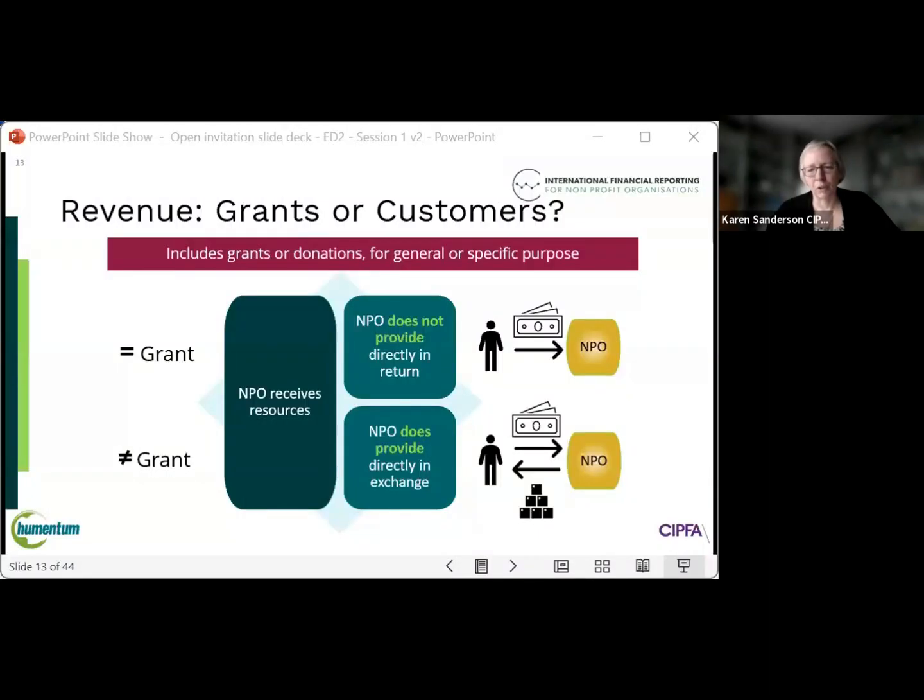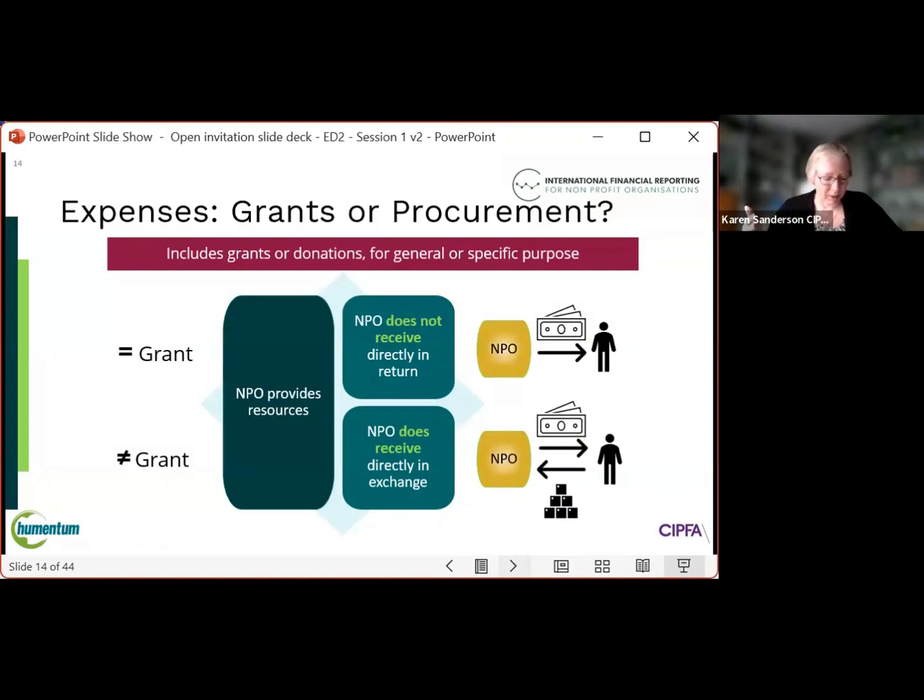when you buy a good or a service. So that's really important. Next slide, please. And the same is true when we're talking about grant expenses as well. And, you know, in this case, it's a grant if the NPO that makes the grant doesn't receive anything directly in return, which is different from procurement.